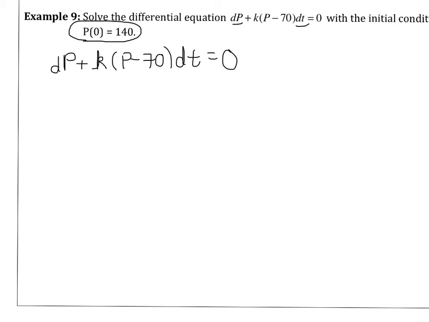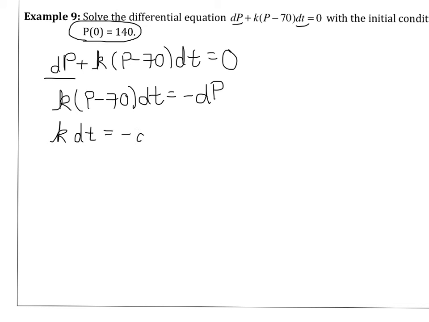All right. And so now, it's actually just going to be easiest, I think, for me to move the dp over to the right. So when I do that, I will have k times P minus 70 dt equals negative dp. Now, where you want to keep the k is up to you. Doesn't matter, all right? I'm just going to leave it on the left. So for now, I will just divide both sides by the quantity P minus 70, which will leave me with k dt equals negative dp over P minus 70.